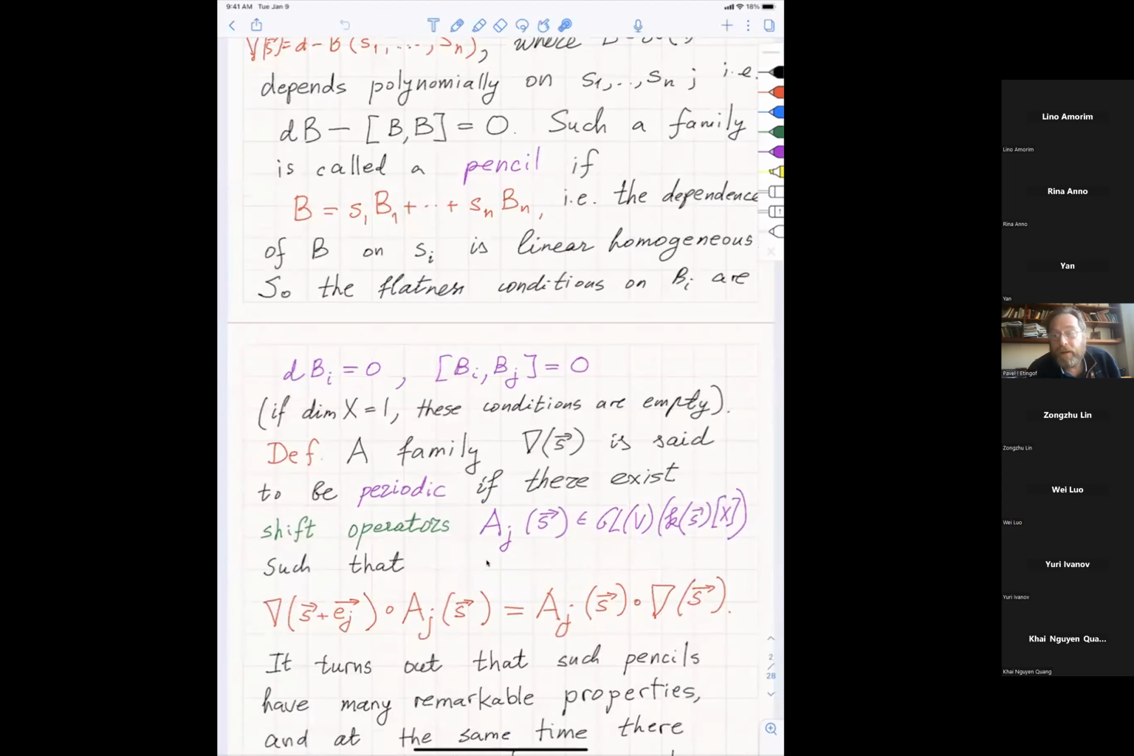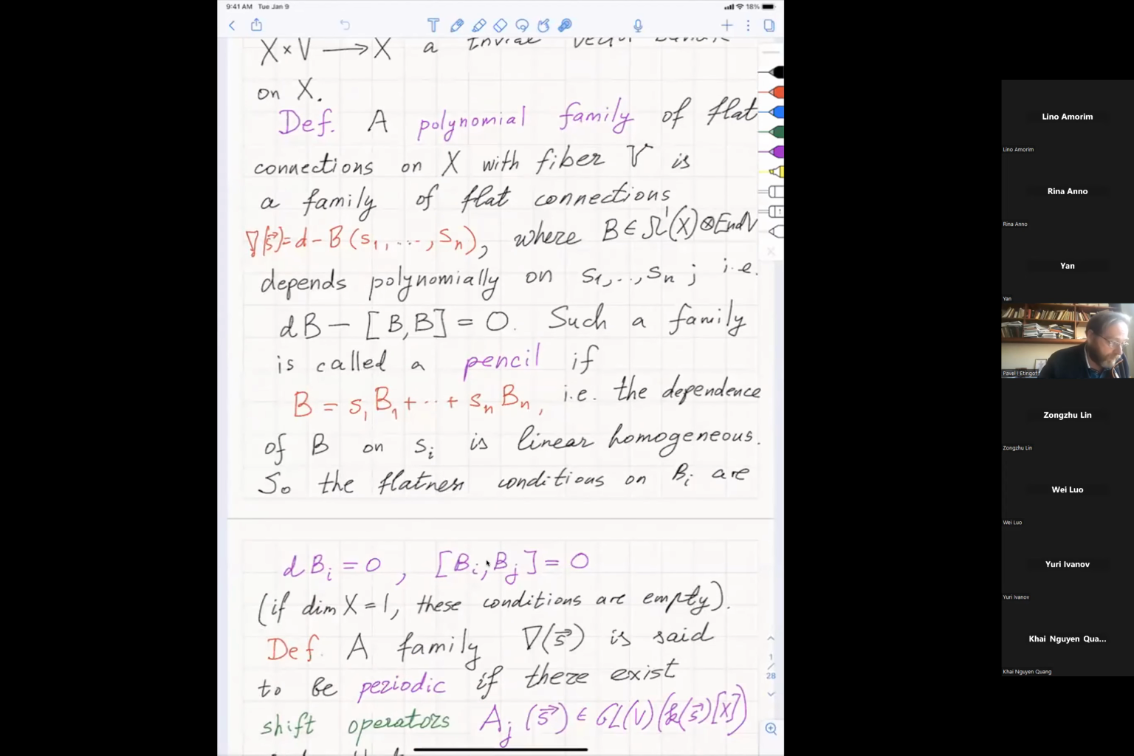Is that only the dimension of the variety, or is that the dimension of the fiber V? n is neither. n is the number of parameters that the connection depends on. Okay, thanks. So the dimension of the variety I think will be denoted r, and the dimension of V maybe I will denote by capital N.